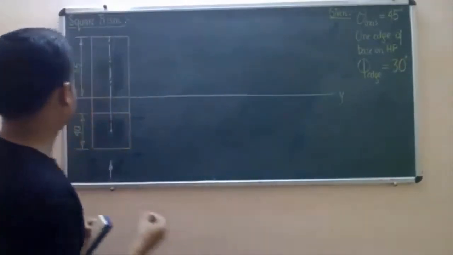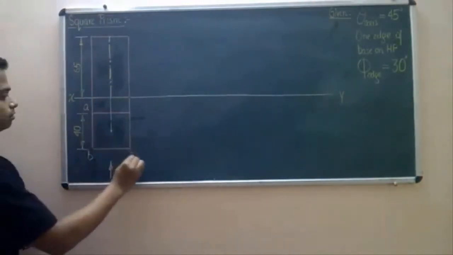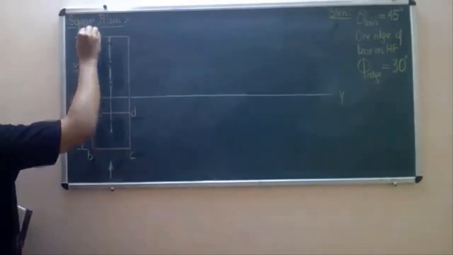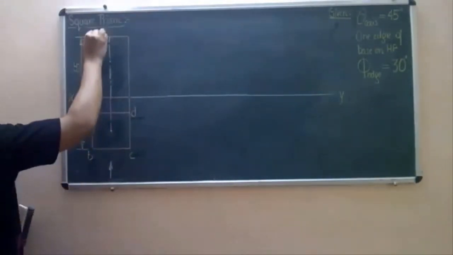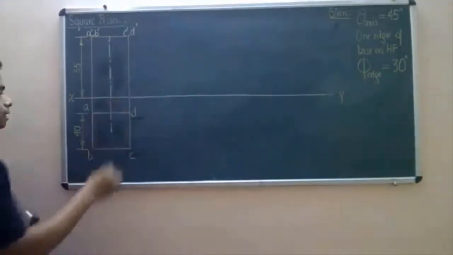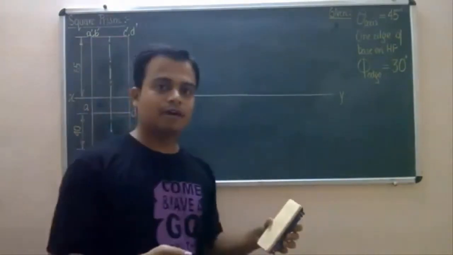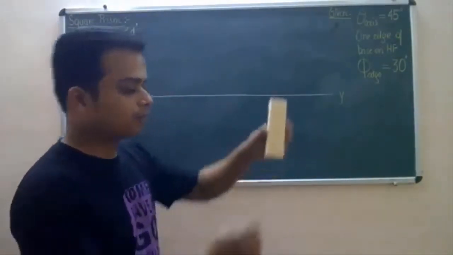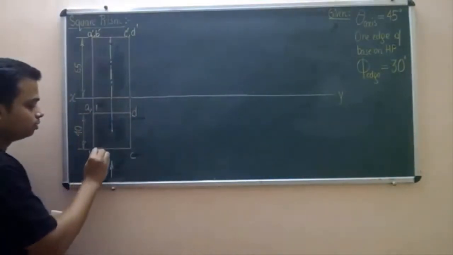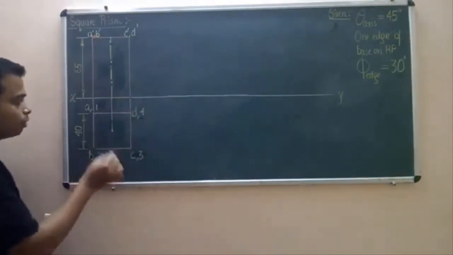So let us name the top four corners as A, B, C, D. Now their front view will be something like this: A dash, B dash, and this will be C dash, D dash. As far as the bottom 4 points are concerned, let us name them by 1, 2, 3 and 4. Okay, 1, starting from this point, 1, 2, 3 and 4. So these are the bottom 4 points.